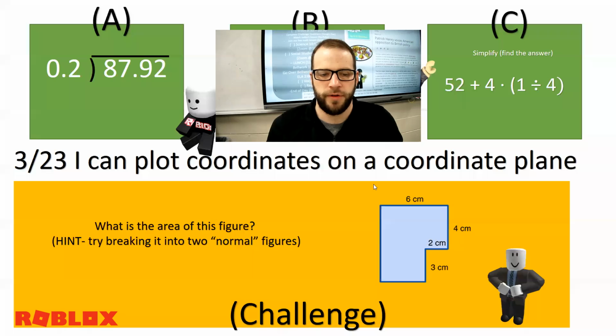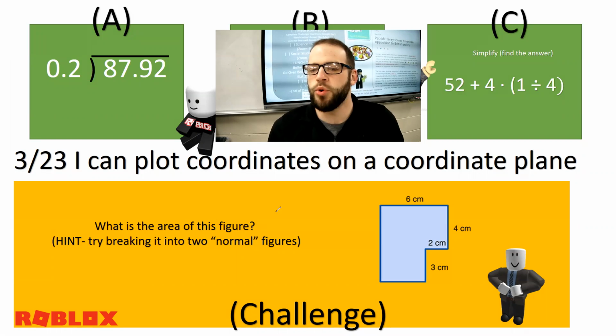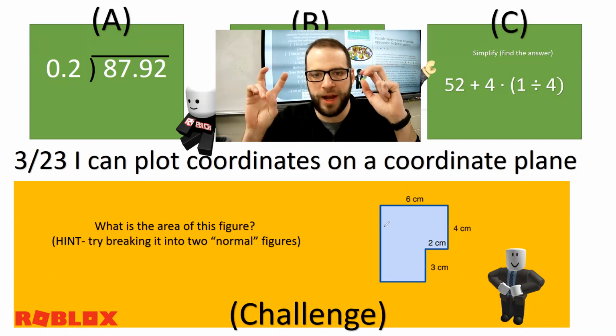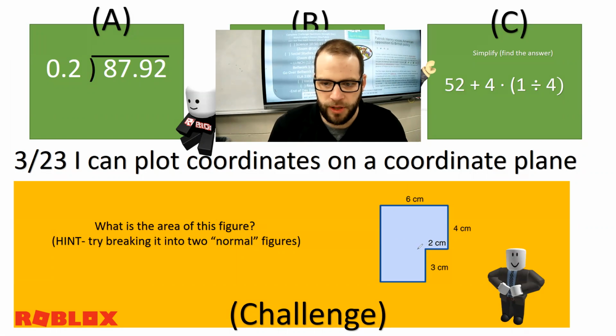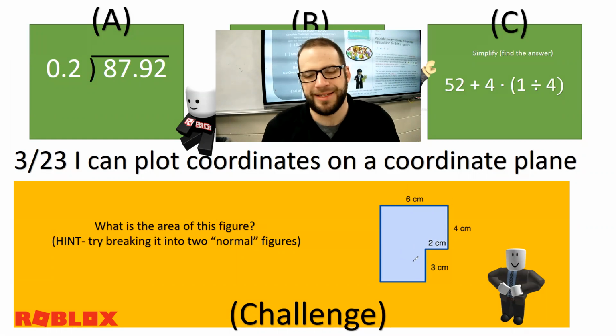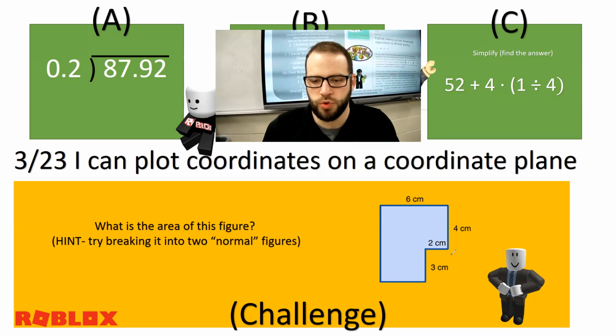Now, this is called finding the area of an irregular figure. What's cool about this irregular figure is if you use a little bit of imagination, you could turn it into two different regular or normal figures. How? Well, if I put a line right here, do you see how it's a rectangle and a rectangle? Or if I put a line up and down, it's a rectangle and a rectangle. Right now, this shape is not a rectangle, right? So it doesn't matter which one you choose.